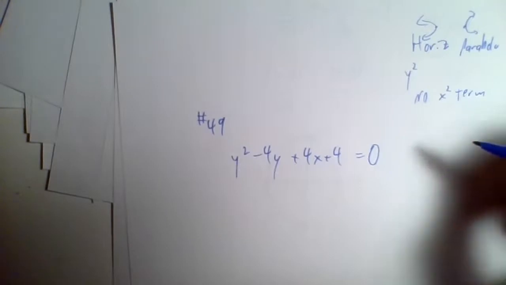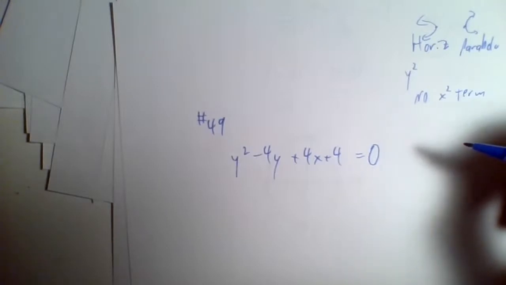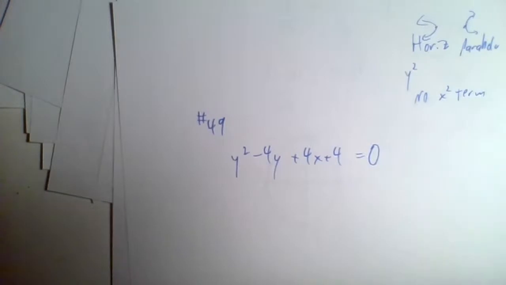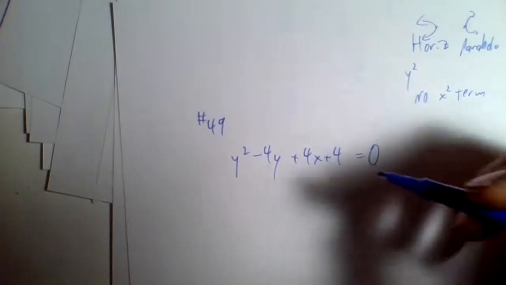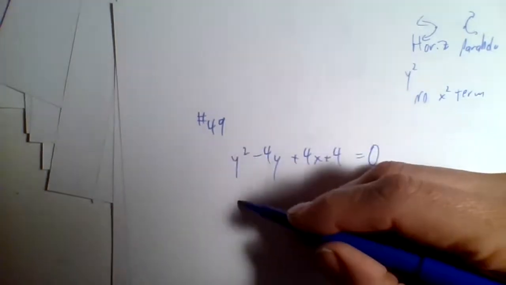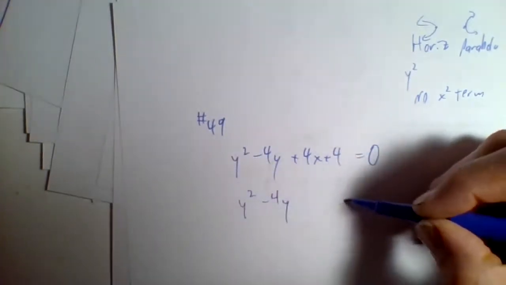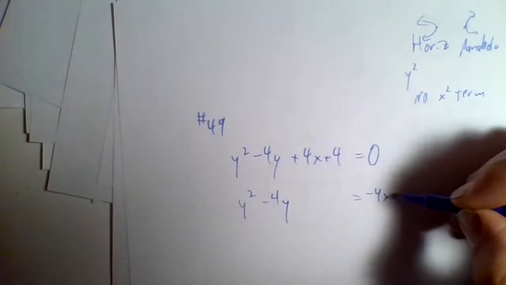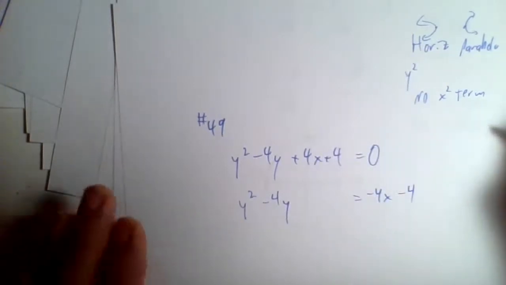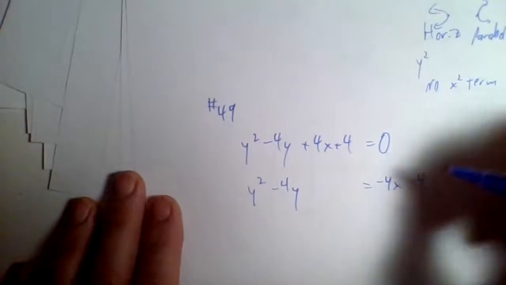I want to actually get the squared term by itself, or the perfect square piece by itself. In this one, it's y squared. Well, it's going to be y minus something squared, but I want to get the y stuff by itself on one side of the equation. So moving everything else to the other side to start with. And then do the completing the square on this.